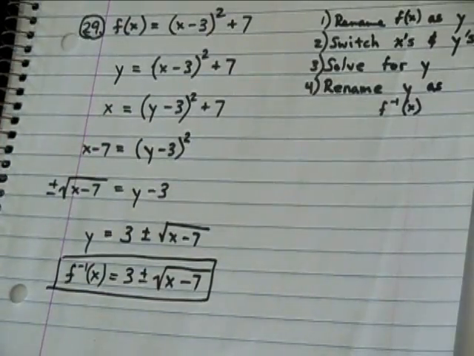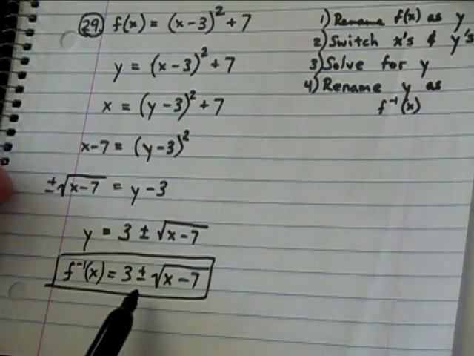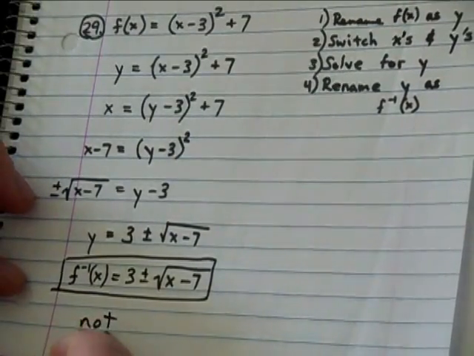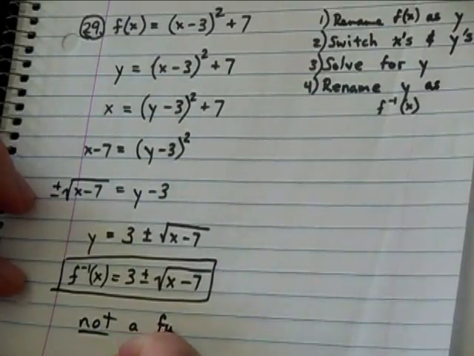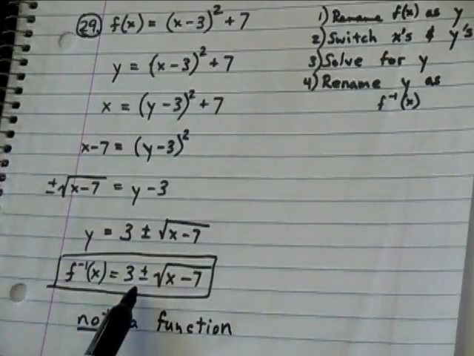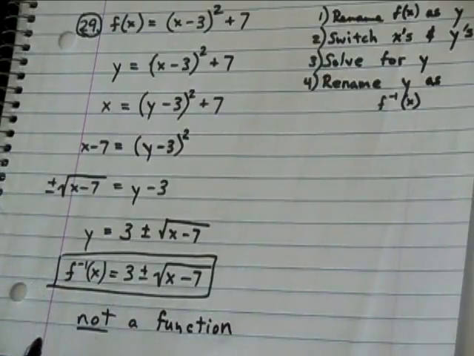Alright, so we found f inverse of x, and then they also ask us to state whether or not that result is a function. In this case, it is not a function because of the fact that we had to put in that plus or minus. That plus or minus makes it possible for us to plug in a single x value that would give us 2 different y values, so then it would not be a function.